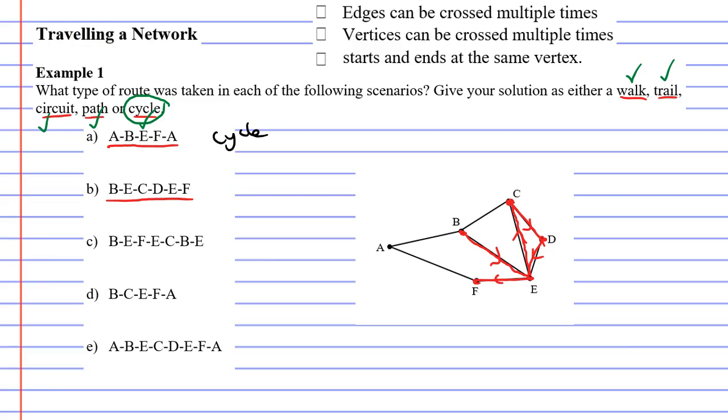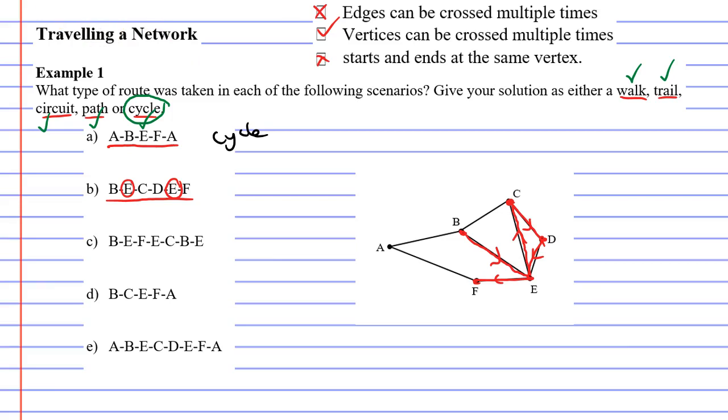So what happened this time? Well, I noticed this time that I crossed vertices multiple times. I crossed vertex E twice. However, I did not cross edges multiple times. And I also did not start and end at the same vertex.